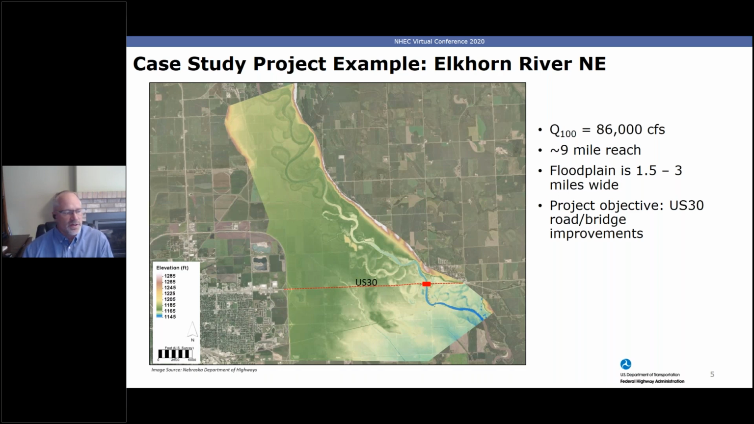The modeled reach for the 2D model is about 9 miles long, and the floodplain ranges between 1.5 miles to 3 miles wide. This modeling effort was completed to support the design of roadway and bridge improvements along US Highway 30, which you can see at the bottom of the screen in the red dashed line.